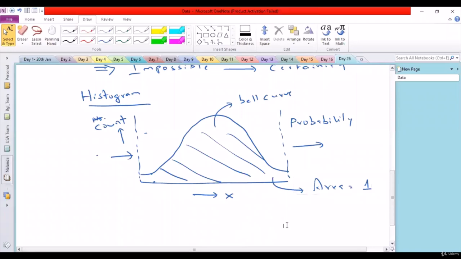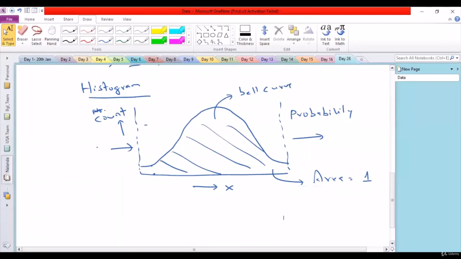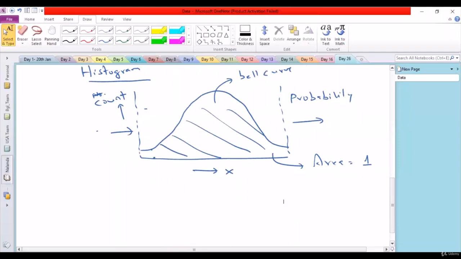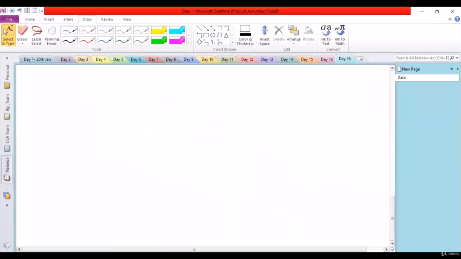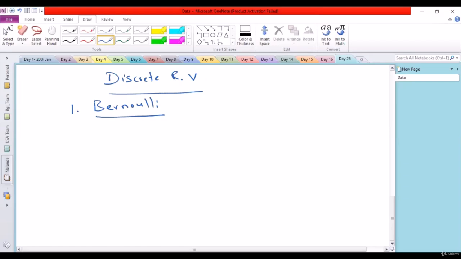As we were discussing data distributions, now let us look at them from a discrete random variable standpoint. The first data distribution we look at is Bernoulli. Bernoulli distribution is very, very useful and very, very important, and very easy. There's nothing rocket science about it.